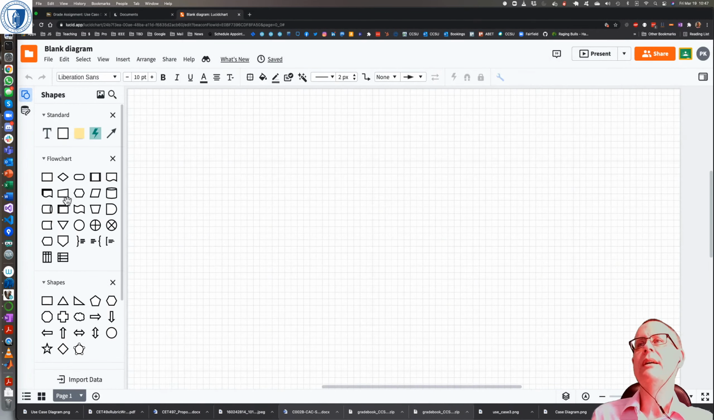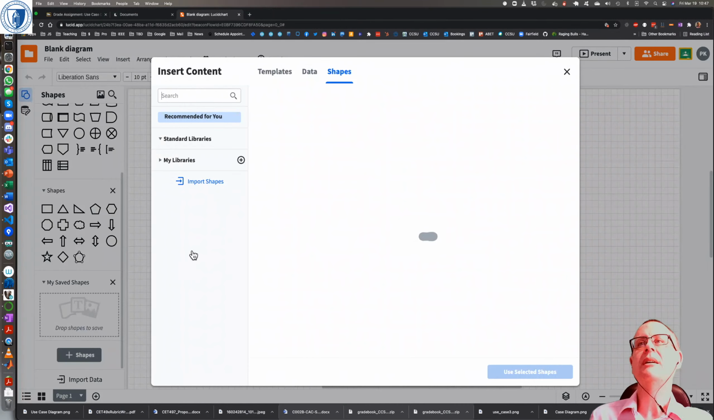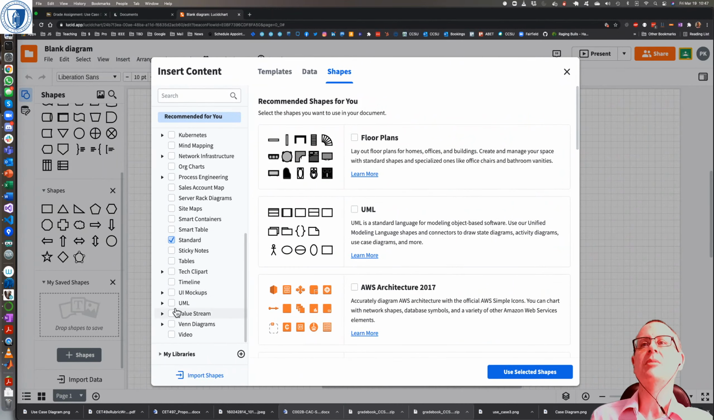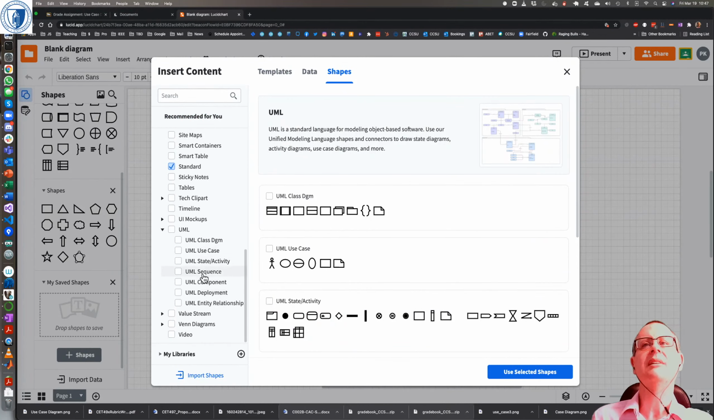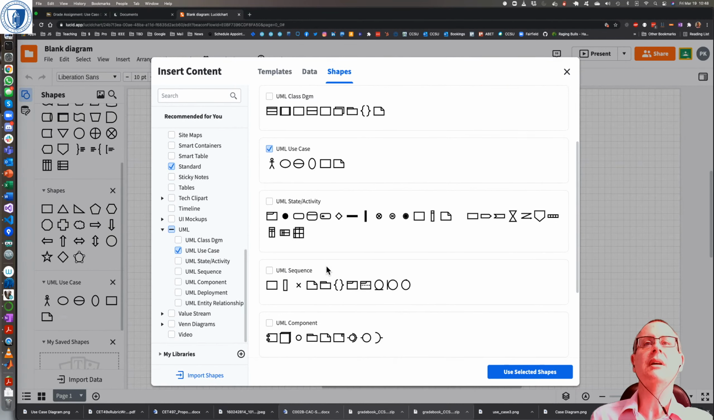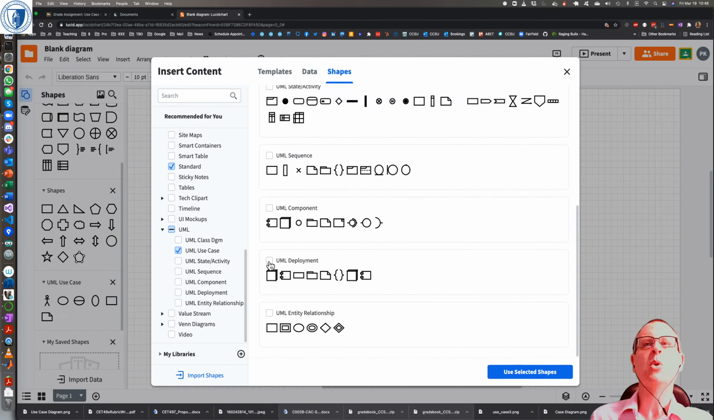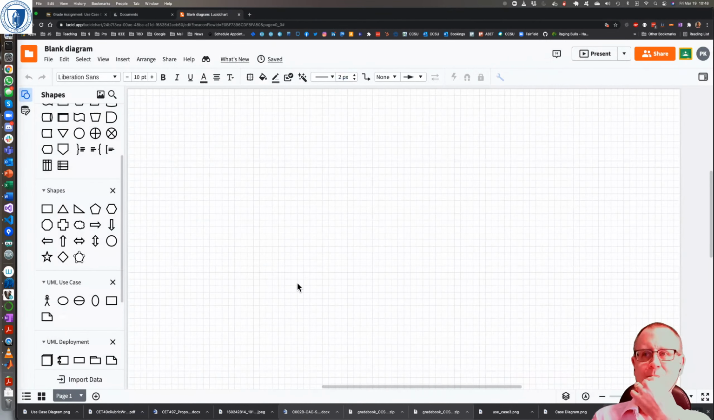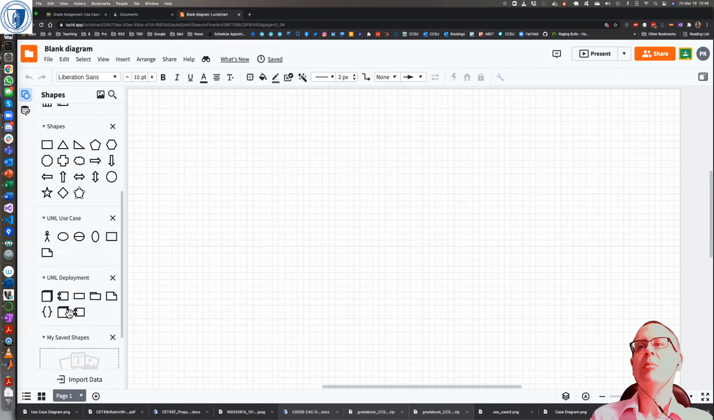So this is where we get shapes, and then there's more shapes down here, and the particular ones that I've been using most are the UML diagrams, and there's lots of different UML diagrams. The use case ones are the stick figures, and then the other ones that I'm talking about today are the UML deployment diagrams. So a deployment diagram basically consists of, now there's two ways to do this. I'm just doing it the direct physical way, and that means I use node instances.